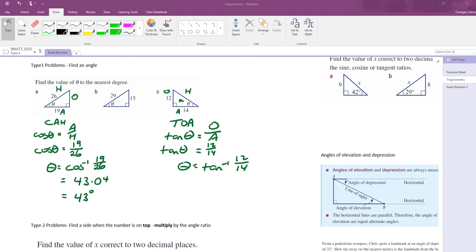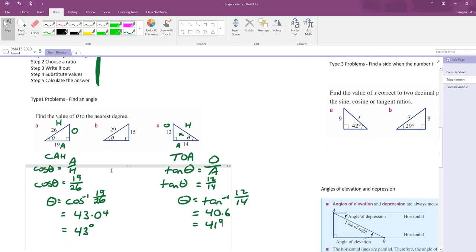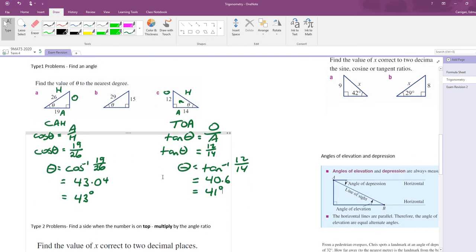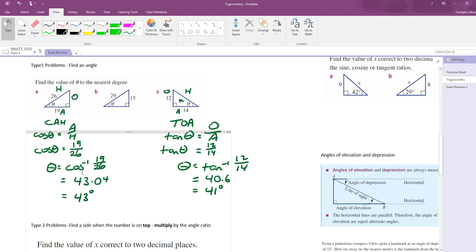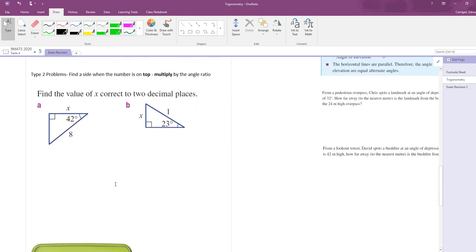So doing that, again, what I'm going to do is push second function, tan, use my bracket and go 12 divided by 14, close my bracket, go equals, and get 40.6. Now to the nearest degree, I'm going to go up. It's going to be 41 degrees. Okay, so this is the first type of problem we use for SOH CAH TOA when we're finding the angle. If we're finding the angle, then we're using this inverse relationship. We just go straight across, and it should be pretty straightforward in our calculator.